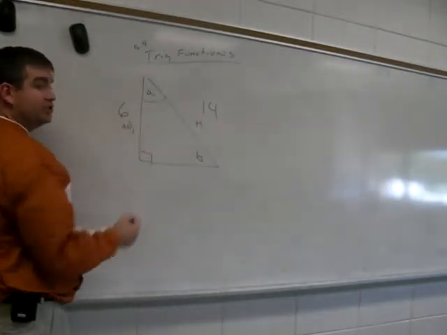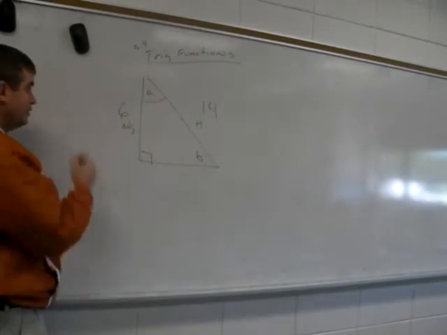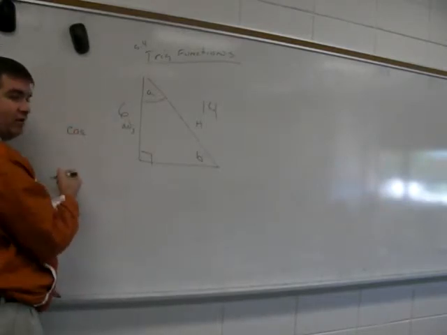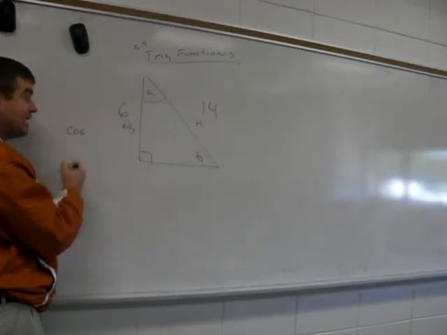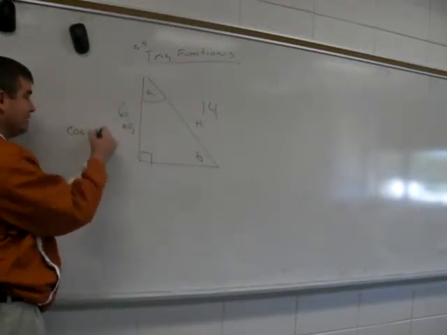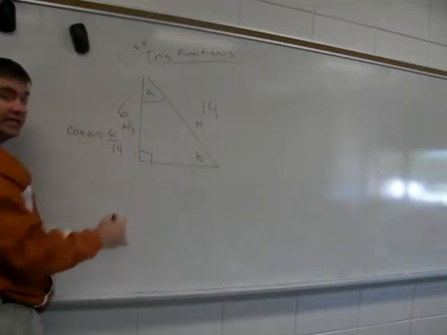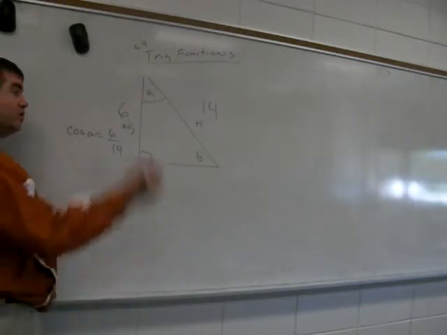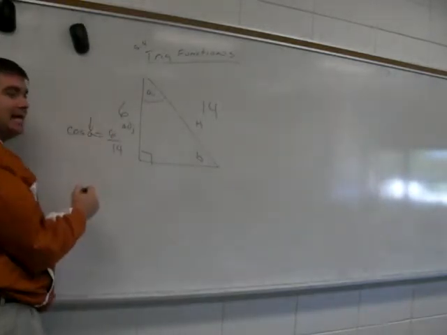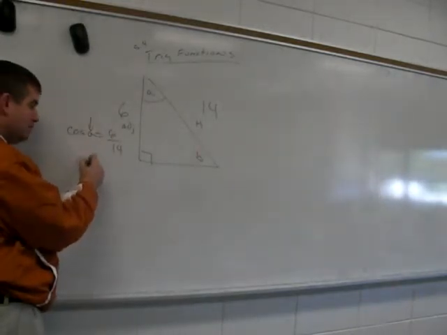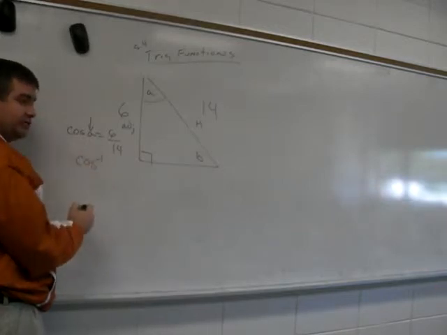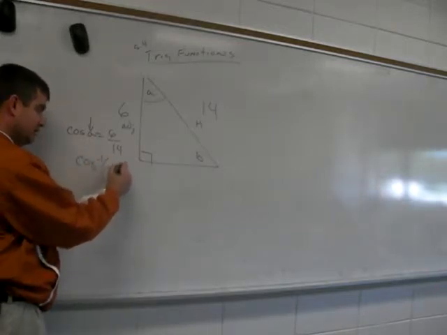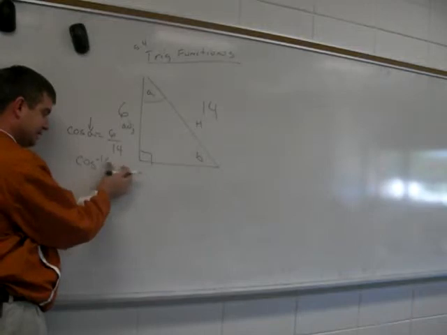So which trig function are we going to use? The cosine of A, whatever that angle is, equals 6 over 14. That's what we did yesterday, at the beginning of the period. But now, because we're going backwards and finding A, how are we going to set it up? The inverse cosine of 6 over 14.